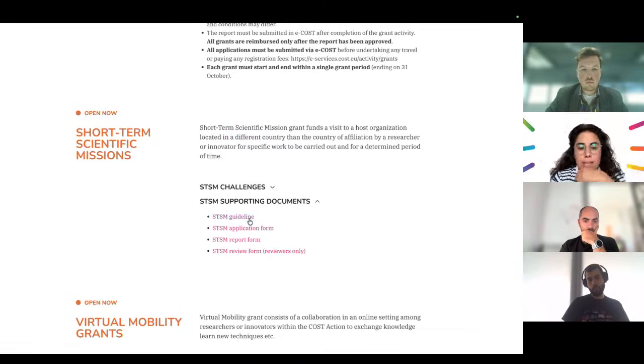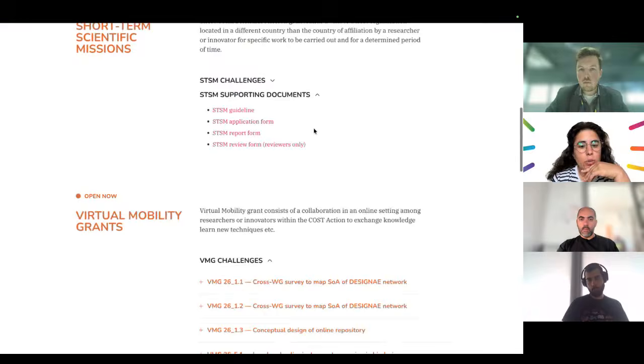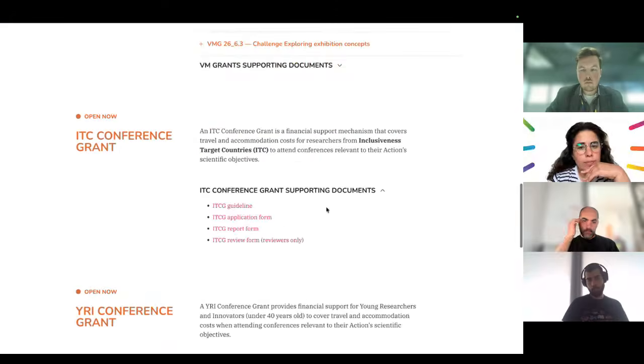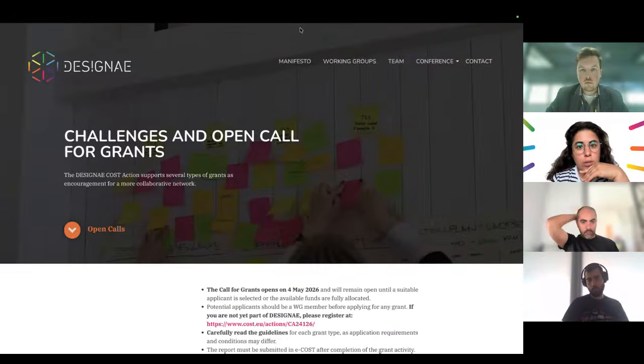So you have a guideline for short-term scientific mission, you have an application form, a report form, and then a review form, but this is for reviewers only. Feel free to go through these documents and reach out if you have any specific question that is not clarified in these documents. This is already online, but the calls are not yet open. Again, if you apply before the 4th, your application will be rejected.